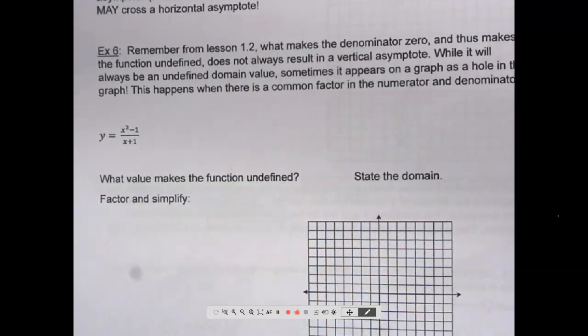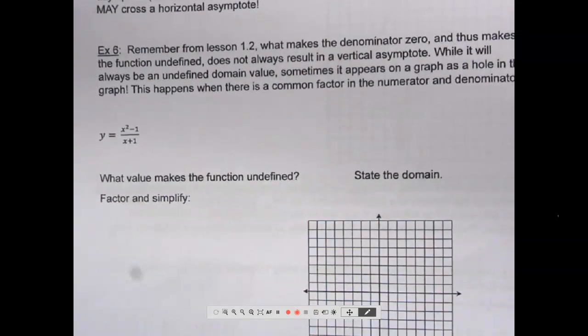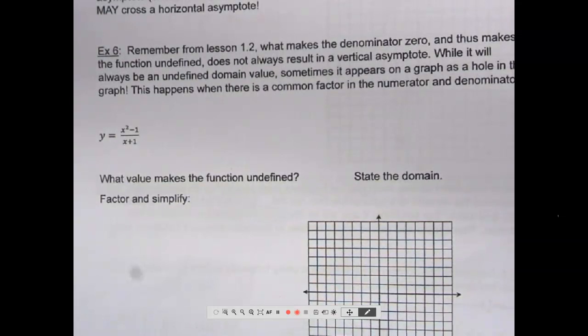All right, example 6, guys. Remember from lesson 1-2, what makes the denominator 0 and thus makes the function undefined does not always result in a vertical asymptote. Do you remember when we graphed something and it had a hole in it? While it will always be an undefined domain value, sometimes it appears on the graph as a hole in the graph. This happens when there is a common factor in the numerator and denominator.